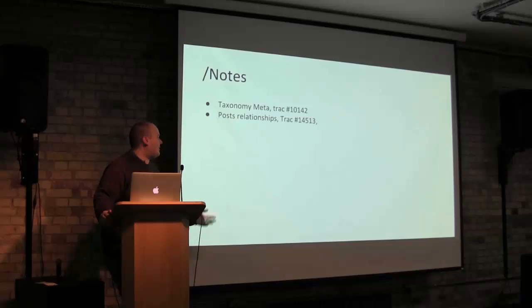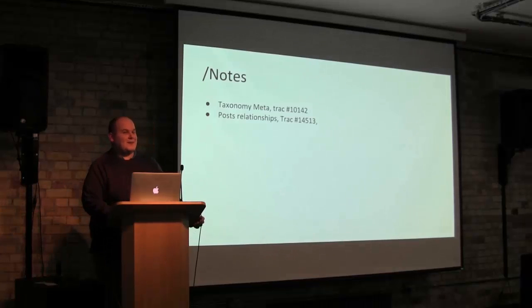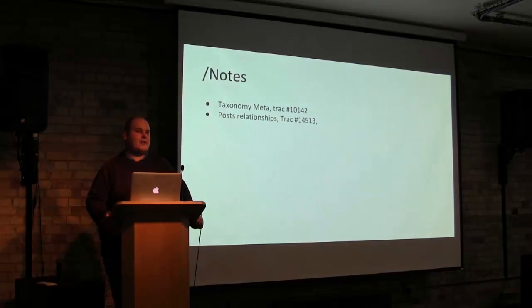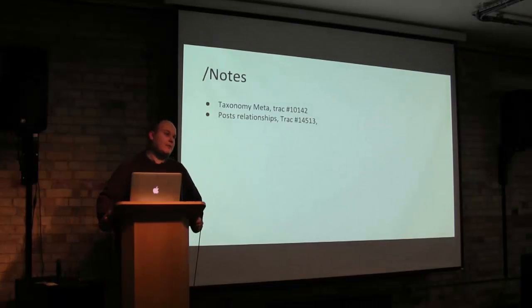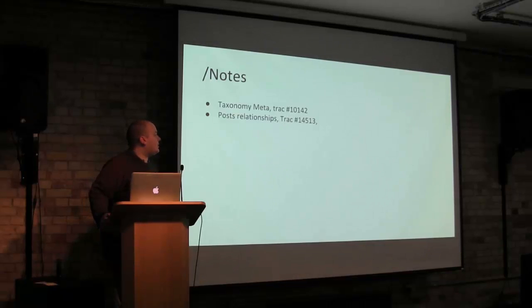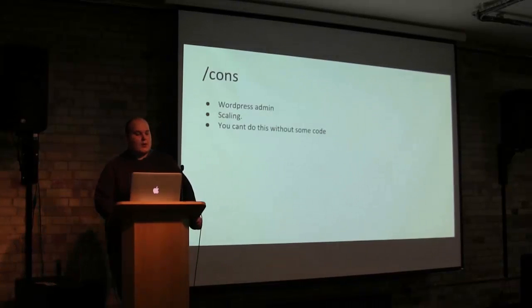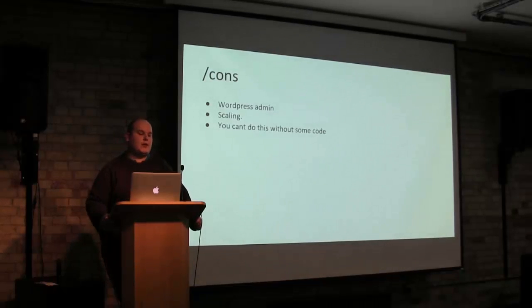I'm not going to get into politics. Post relationships is another one that I'm kind of on the fence about whether it should be in core or not. It's quite a niche part of WordPress, but I think it would allow WordPress to grow going forward. And again, the person that made posts is one of the core contributors and quite active on the Trac tickets, and he talks about it in Trac. Cons. Okay, the cons of doing so. WordPress admin.